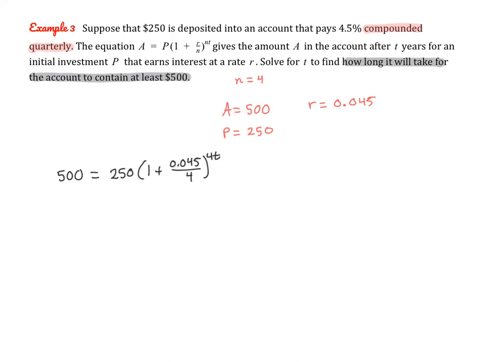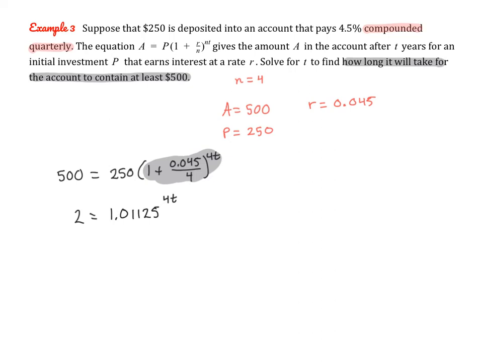So let's try to isolate this. We're going to divide both sides by 250. So that gives us 2 equals, now we can simplify what's inside these parentheses, so it becomes 1.01125 to the power of 4t. So you can see here is our exponential equation.